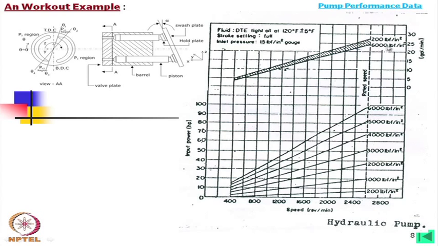Say if the maximum pressure is 6000 pound per square inch, in that case we have to follow this line. Now, if the pressure is very low, then definitely a higher flow is available at lower speed. And these lines are the power. Power will vary at different pressures, following these lines at different RPM. So, this is the pump characteristics.